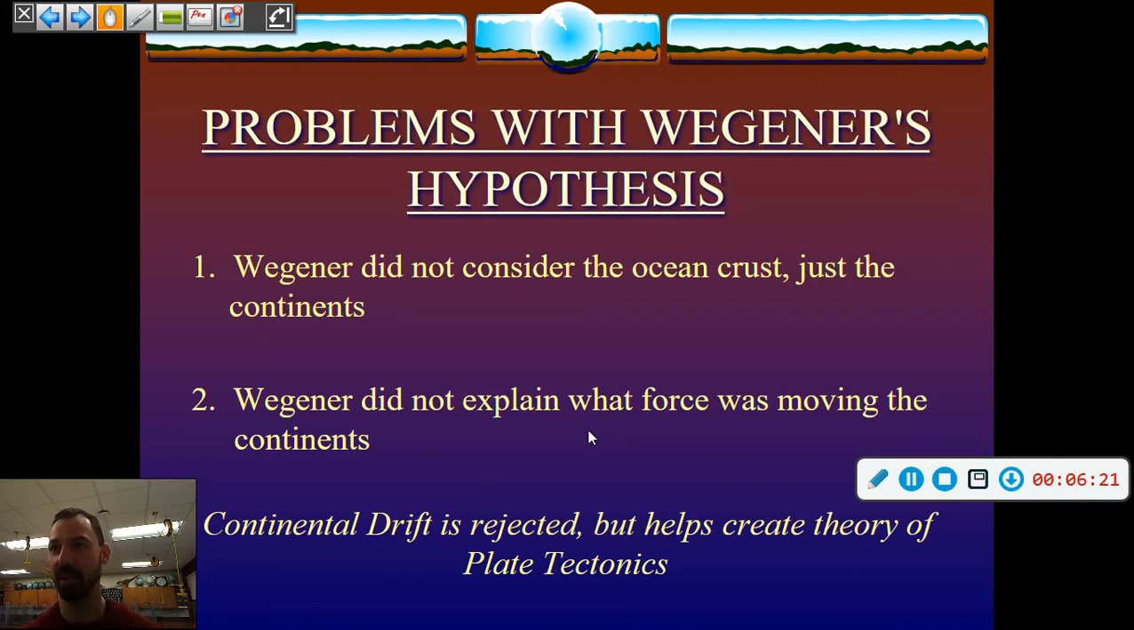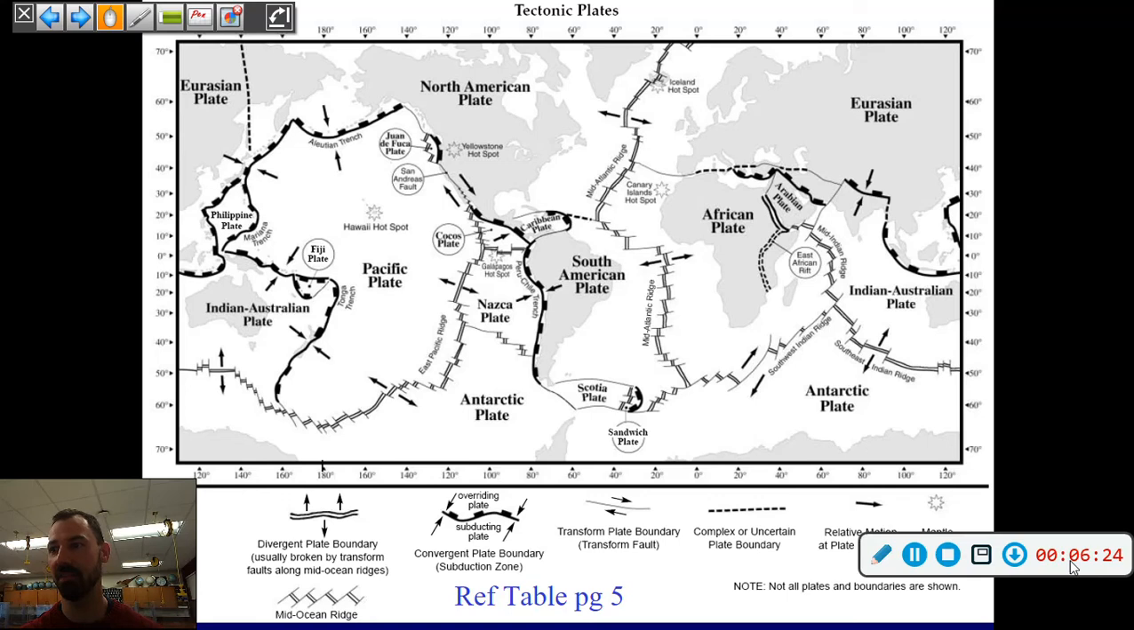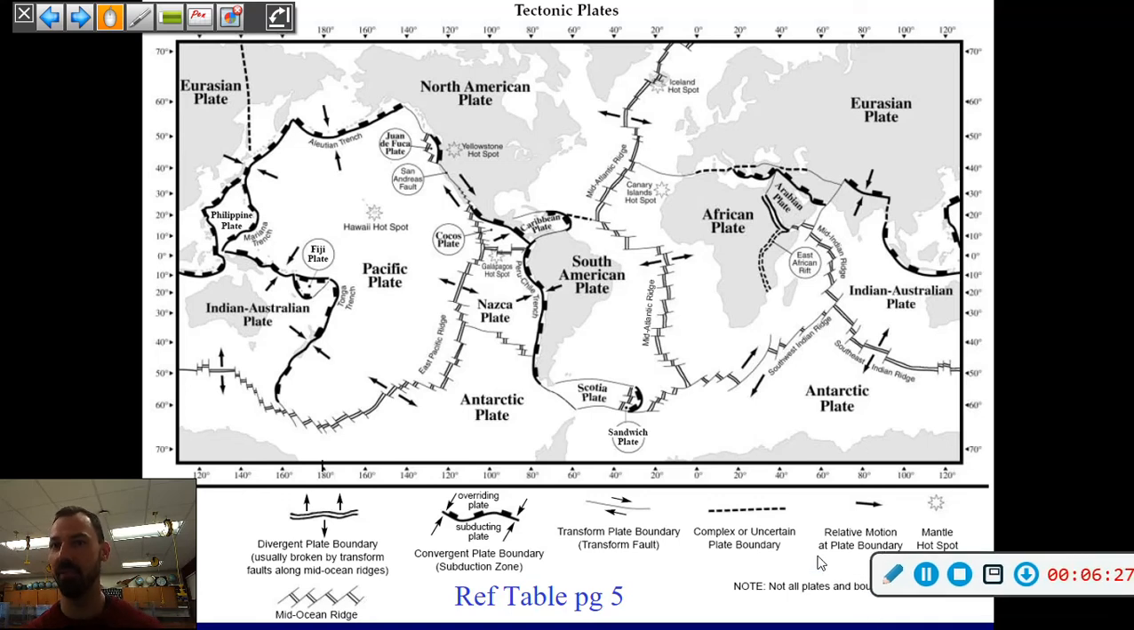All right, so let's take a look at this. What went further with this? Okay, this is the reference table, page 5. So again, you'll see all the different types of plate boundaries, which we're going to talk about later in the notes. Divergent plate boundaries, meaning moving apart. Convergent, coming together. Transform, moving side by side. Complex, uncertain, there's too much going on in that area, so we can't determine the motion as well. Relative plate boundary motion, so they tell you the arrows in certain areas. Mantle hotspot, that's a weak part in the crust. We'll talk more about what happens there.